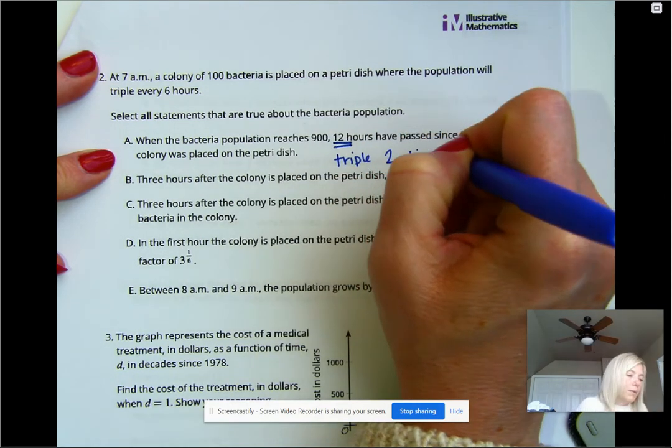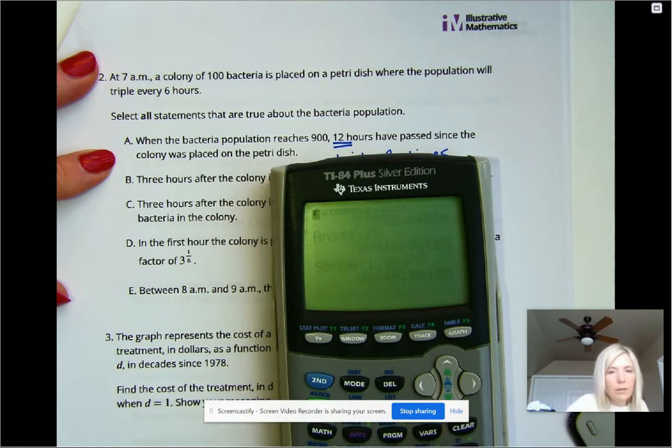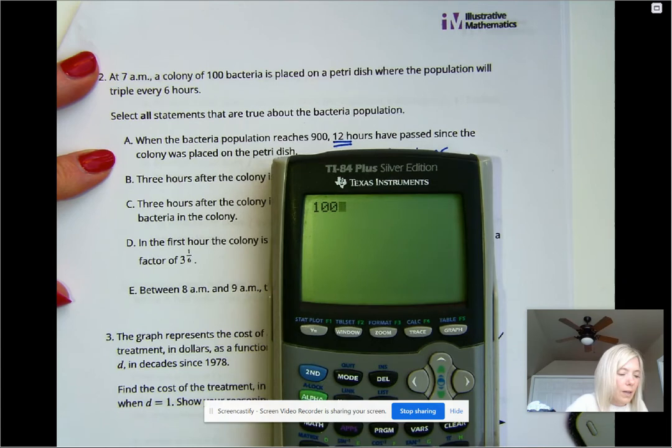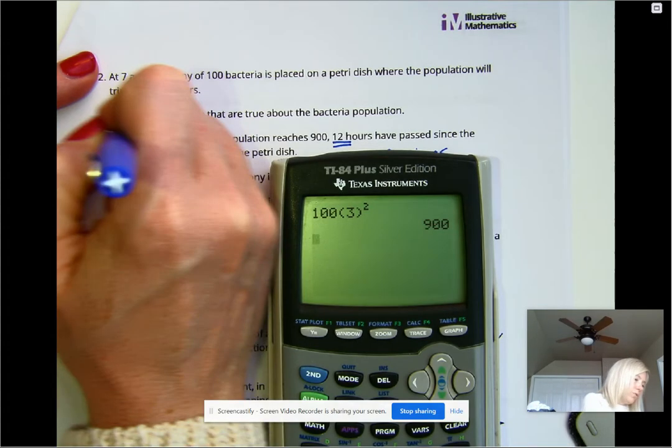Okay, so what I'm going to do then is check. 100 times 3, so it's tripling, and that's going to happen 2 times, 3 to the second. And look at that, it equals 900. So A is a true statement.